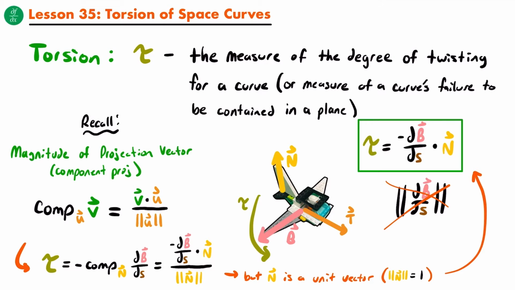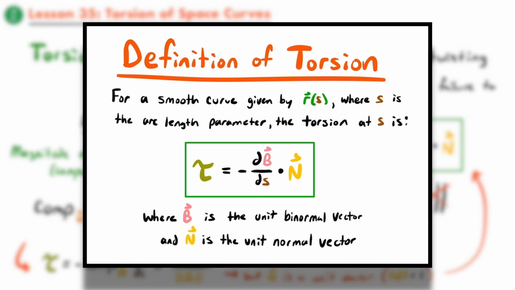Okay, so to summarize, here's what we've looked at so far. The definition of torsion looks like this. For a smooth curve given by a vector function r of s, where s is the arc length parameter, so our vector function is in terms of the arc length parameter, for that vector function, the torsion at s is found using this formula. The torsion, or tau, is equal to the negative dot product of dB/ds and n, where B is the unit binormal vector and N is the unit normal vector. All right, and of course this right here represents the derivative of the unit binormal vector with respect to s.